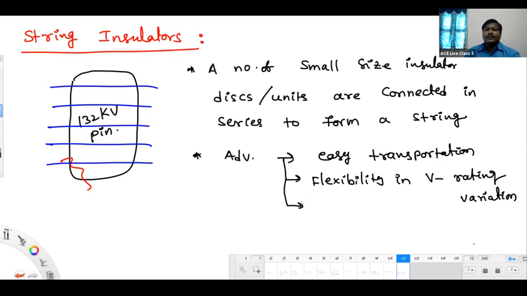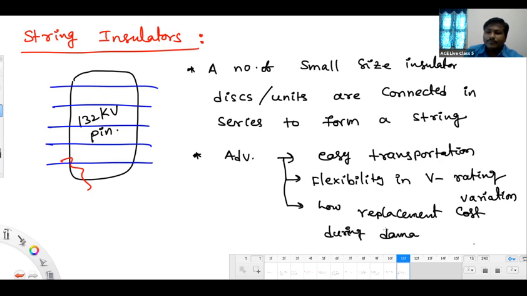Easy transportation is one thing. Next, flexibility in the voltage rating variation. Next one, low replacement cost during damages. So these are the various advantages you get with string insulators.